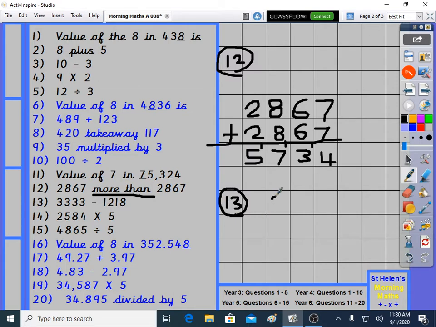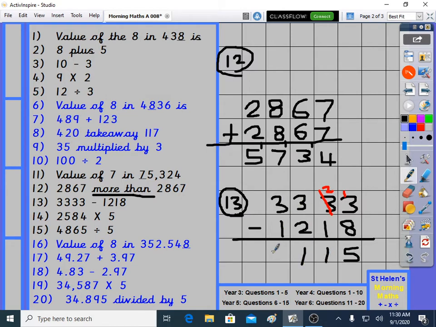This is a minus. 3,333 goes on the top because it's bigger than 1,218. Let's do this minus. 3 take away 8 you can't do. This 3 can help. 13 take away 8 is 5. 2 take away 1 is 1. 3 take away 2 is 1. 3 take away 1 is 2. Do that a bit quick, so I'll check over it. 2,115, because minus makes things smaller. That's why the top number gets smaller when we get to the end. Hopefully you're keeping up with the copying, and let's go to question 14.